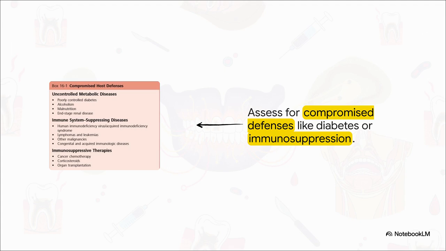You need to lock down these exact compromised host defenses in your memory. A patient's underlying medical condition totally dictates their ability to fight the infection. Poorly controlled diabetes, malnutrition, end-stage renal disease, or patients on immunosuppressive therapies like corticosteroids or cancer chemotherapy will drastically compromise their host defenses. Knowing this changes your entire management plan from conservative to highly aggressive.